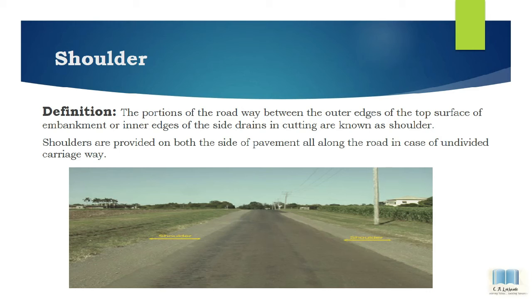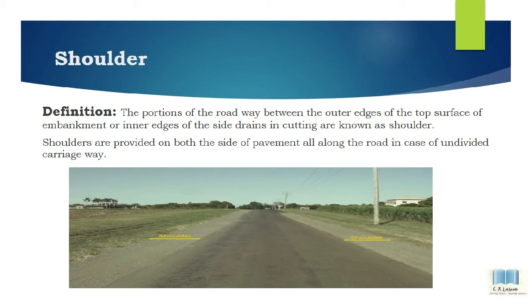Means the shoulder is provided along the edge to serve as an emergency lane for vehicles compelled to be taken out of the pavement of road. That is, when the traffic is heavy and in emergency case we can use the shoulders to move the vehicle. Shoulders also act as service lane for breakdown vehicle.